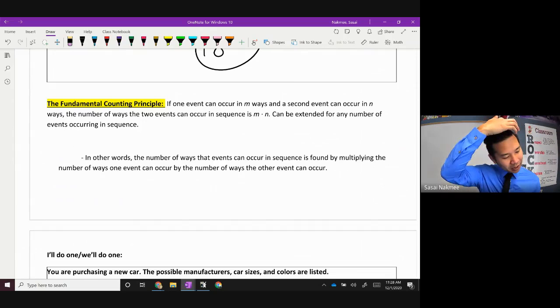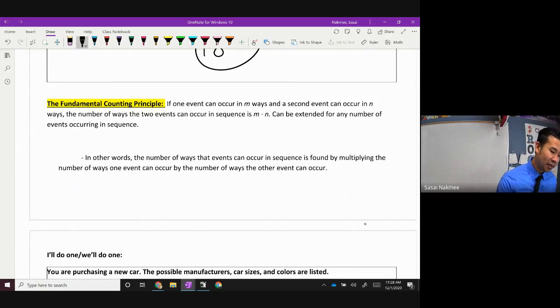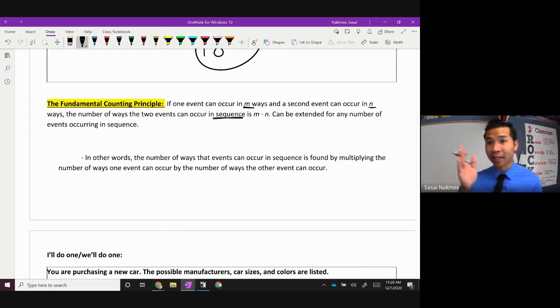If one event can occur in m ways, whatever that m is, just a number, 2 ways, 6 ways, and a second event can occur in n ways, and that's another number. It could be the same number. It could be a different number. It's just another number for the other event. The number of ways the 2 events can occur in sequence, meaning one happens, then the next happens, you simply multiply the numbers together.